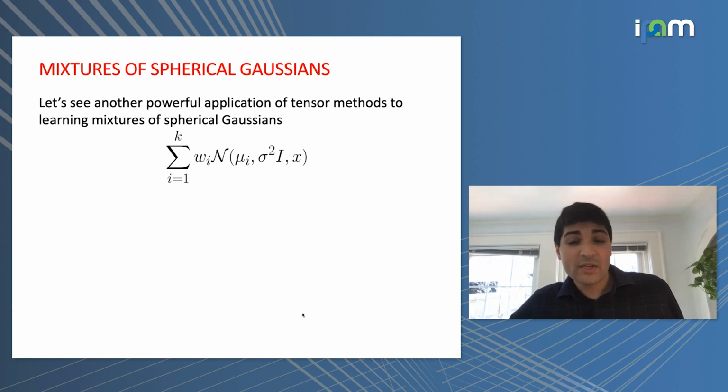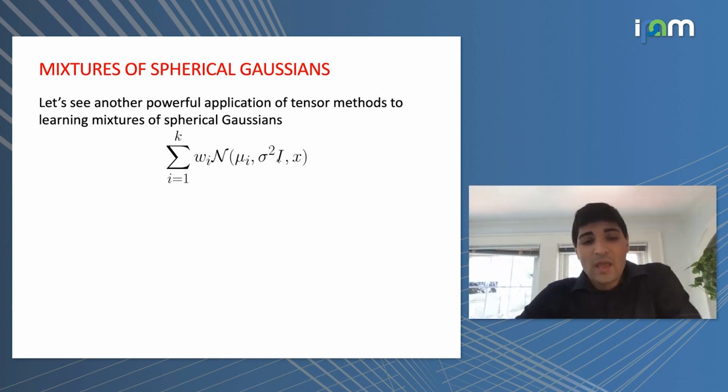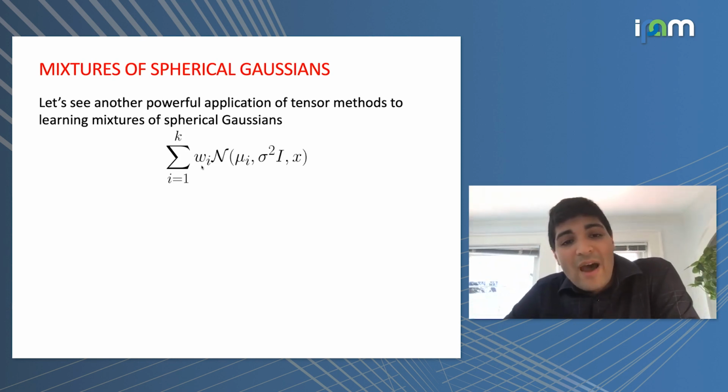So what is a mixture of spherical Gaussians? You have a high dimensional Gaussian with mean mu i, and its covariance is going to be sigma squared times the identity. So it's spherical in the sense that it's always a scalar multiple of the identity. It really just looks like some kind of ball that's scaled. And the important thing is that you now have a mixture. There are k different components, and you sample one of the components with probability w sub i, and then you take a sample from that Gaussian.